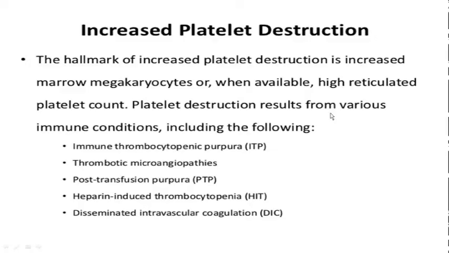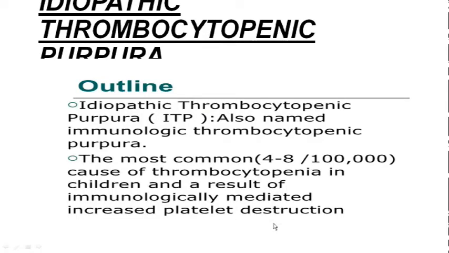So increased platelet destruction leads to a high reticulocyte count, and its various conditions can be grouped together under immune thrombocytopenic purpura, thrombotic microangiopathies, post-transfusion purpura, heparin-induced thrombocytopenia, or DIC. So we'll talk about idiopathic thrombocytopenic purpura in this class.